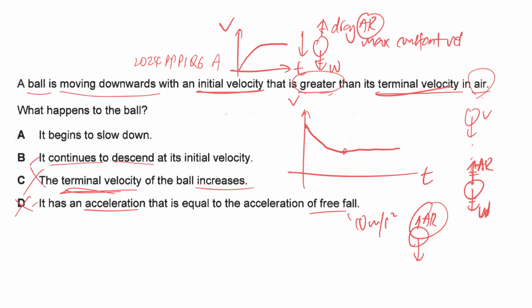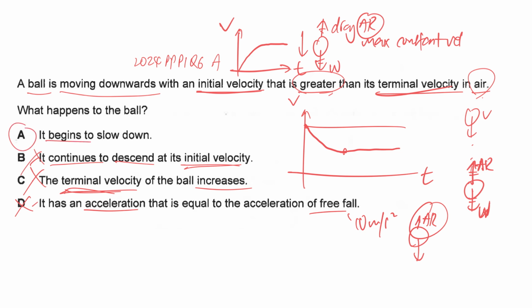How about B? It continues to descend at initial velocity, so it will not continue to move at that speed. If that's the case, that will be just constant speed and the graph will look like that, which is not the case. So B is wrong also. So the answer will be A, it begins to slow down.